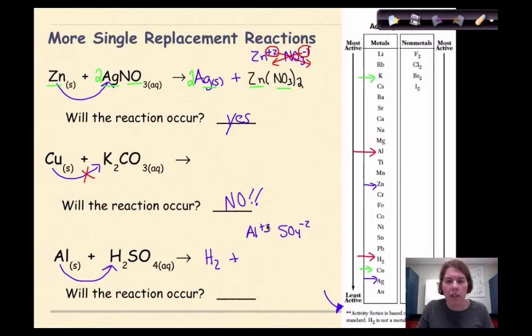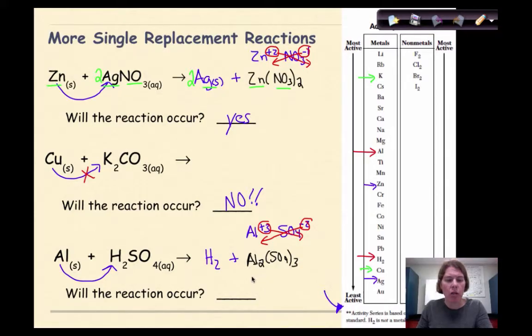And then I'm going to cross these down. So the 3 is going to come down here, the 2 is going to come down here, and again, no positives, no negatives, no 1s. So when I write out this formula, it's going to be Al with the 2 down here, parentheses, SO4, end parentheses, 3. Because I'm working with polyatomics here, I'm going to balance my polyatomics first.